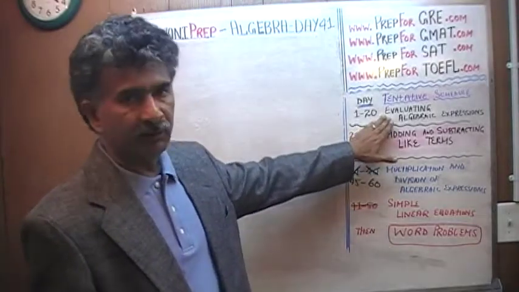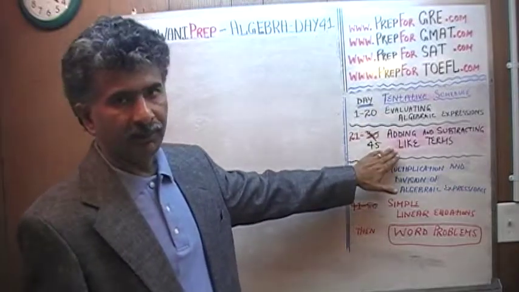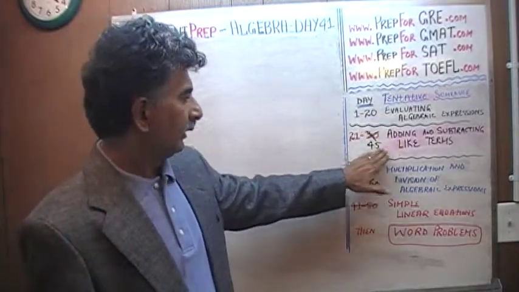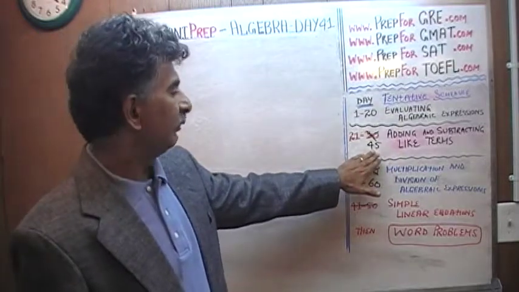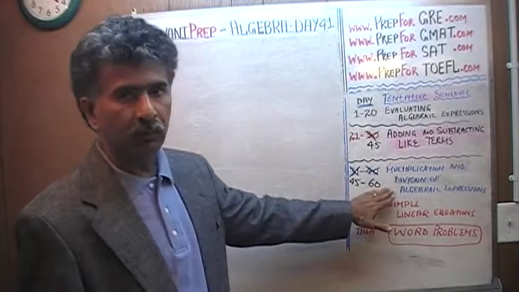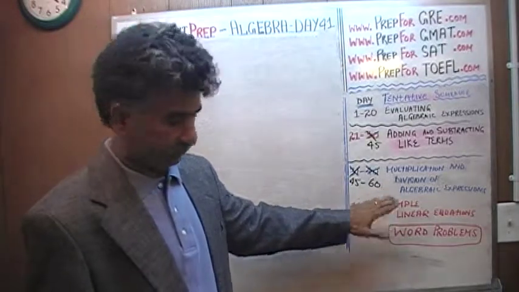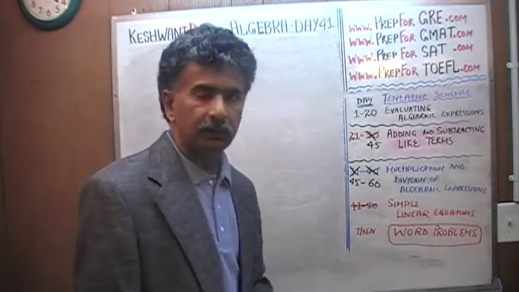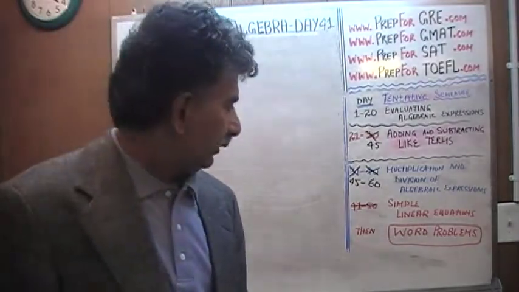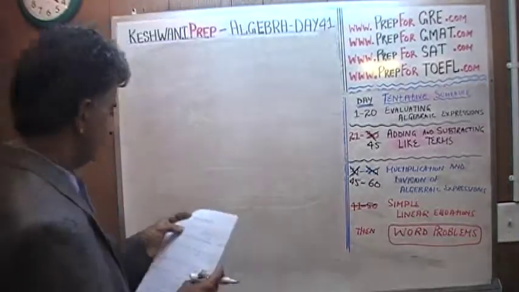In the first 20 days we learned how to evaluate algebraic expressions. Now we are learning how to add and subtract algebraic expressions. We'll end in 5 days. Today is day 41, so we have 5 more days to go, and we'll be done with this topic, and then we'll move on to learning how to multiply and divide algebraic expressions. After that we're going to start the linear equations, and then we'll move on to the word problems. That's the game plan. Here's the problem for today.